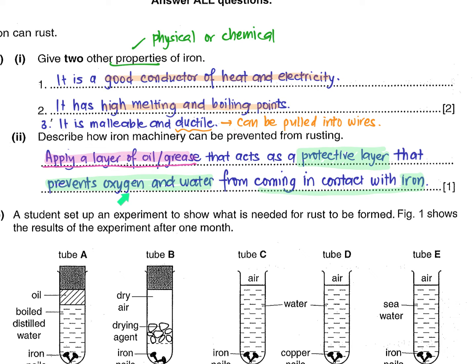Do not put down air, because air is a mixture of a few gases. If you put down air, they will not give you the mark, unless you put down air with oxygen in brackets, but then you are doing double work. So just put down oxygen and water. The key conditions must be written in the answer. These are things you need to take note of.